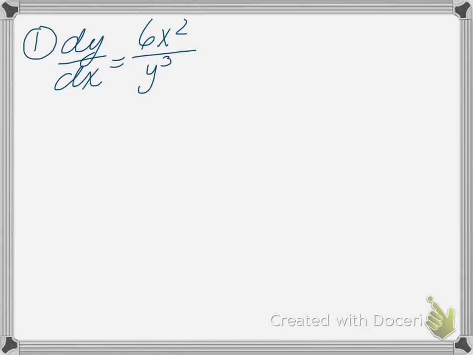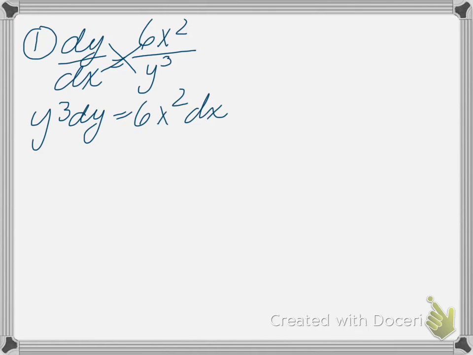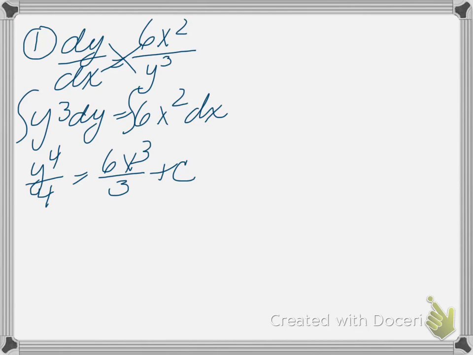So for a differential equation, the first thing you want to do is cross multiply, keeping the dy on the left side. And then you want to integrate each side, take the antiderivative, and add plus c to the right side. If possible, simplify.